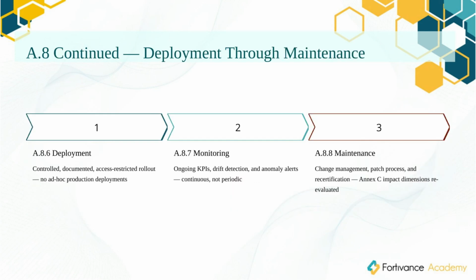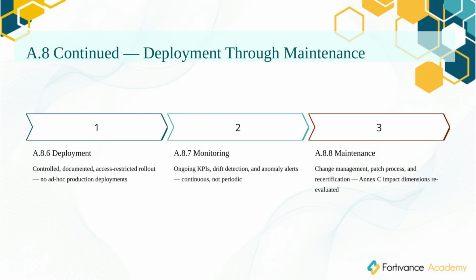A.8.6 covers AI system deployment: controlled, documented rollout with access controls and a rollback plan. The evidence is your deployment checklist, the completed checklist for each deployment, the access control configuration, and the rollback procedure. A.8.7 covers AI system monitoring: KPIs, monitoring systems, alert procedures, and regular assessment. The evidence is your monitoring dashboard configuration, alert records, and the reports generated from monitoring activities.